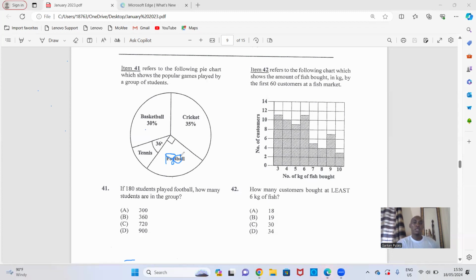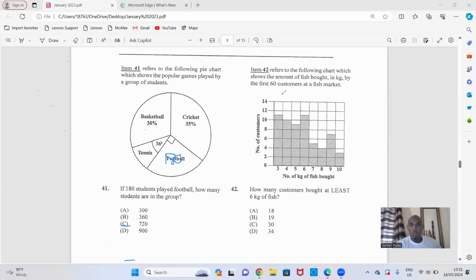So if a quarter is 180, then half is going to be 180 plus 180, which is 360. So if half is 360, then for the total, you multiply that 360 by 2, and you get 720. So the answer is 720.